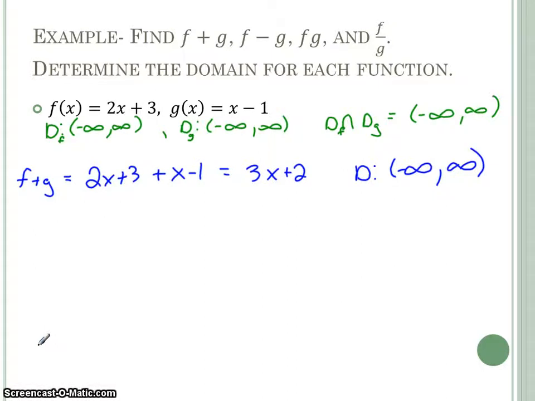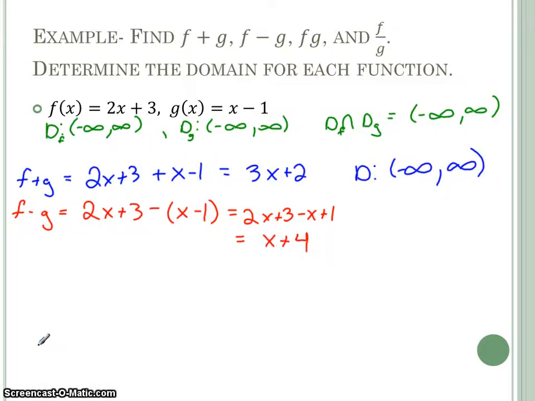All right, so then next we're looking for f minus g. So we're going to take f and subtract g. And here's where I said you might want to put that second one in parentheses because don't forget we're subtracting the whole function. So if we take f minus g, we would distribute the negative and say, all right, that's really 2x plus 3 minus x plus 1. So if we combine our like terms again, we get x plus 4. Okay, and what's the domain for that function? All reals, once again.